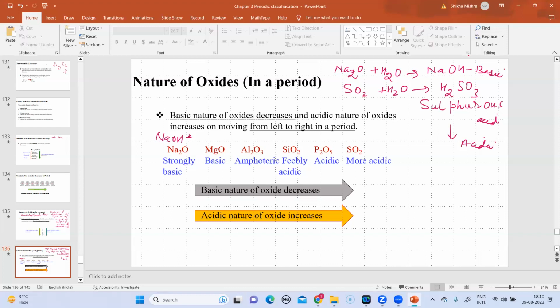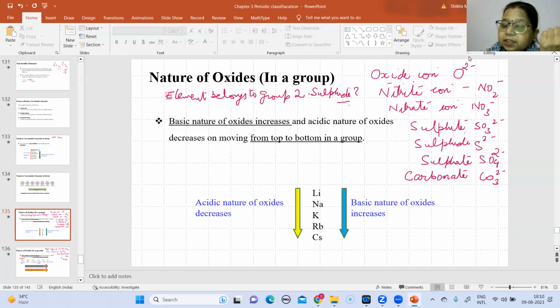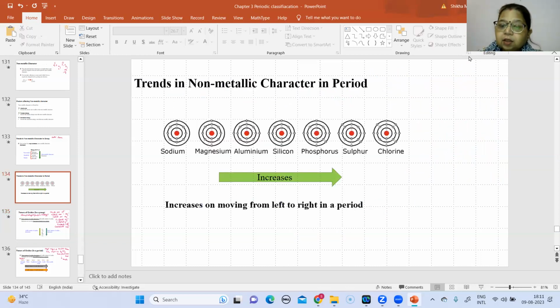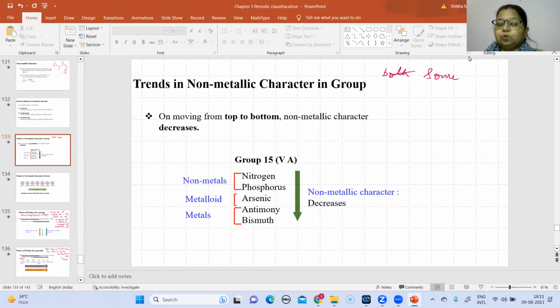Yes, ma'am. Okay. Now, as you can see, basic nature is decreasing in a period. So in a group, the basic nature will be increasing, and acidic nature, on the contrary of what we have learned for the period, will be decreasing, right? So the question comes, what type of question can be asked? Again, it can be related to the periodic table, that an element is placed in so and so group. What do you expect about its oxide? The question can be asked directly, or I can ask it in a different way also. How will it affect, let's say, litmus paper?